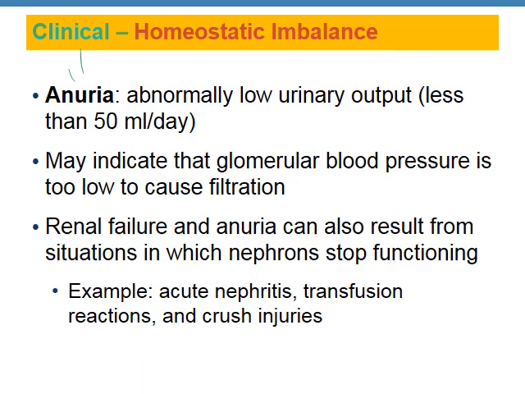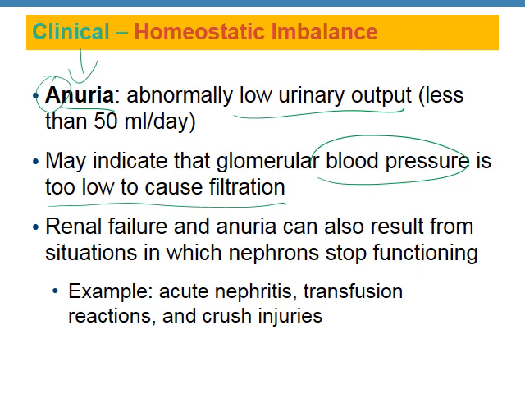Another clinical homeostatic imbalance, you can have anuria. So basically a means not, right? Abnormally low urine output. It could mean a number of things. It could mean that something's wrong with your blood pressure. Your blood pressure is too low to cause filtration, so you're not able to push blood through the capillaries, the glomerulus, right? It could be renal failure.